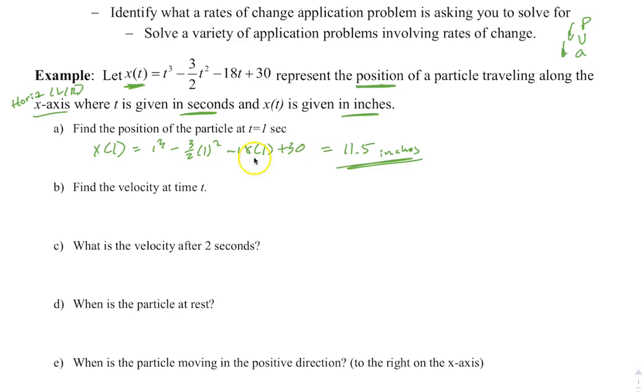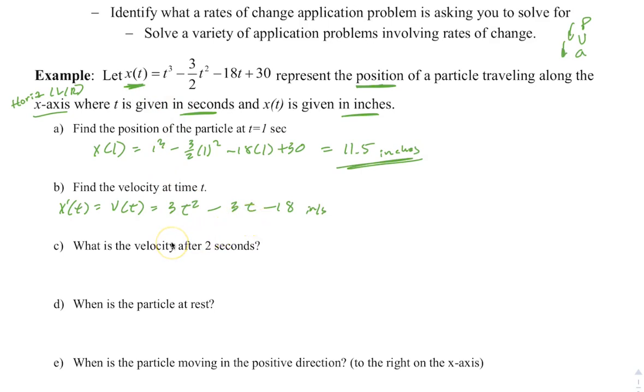So that's how far you are from the origin. At 1 second, we're 11.5 inches from the origin. Find the velocity at time t. Well, we have a position function. To find the velocity, I just take the derivative. So my velocity function, x prime of t, is just going to be 3t squared minus 3t minus 18. This will be in inches per second. Anytime you take a derivative, it's divided by the x value, so in this case that's time, seconds. So that's my velocity function.